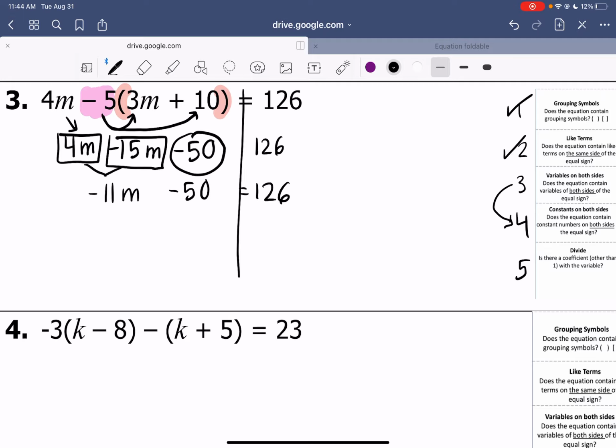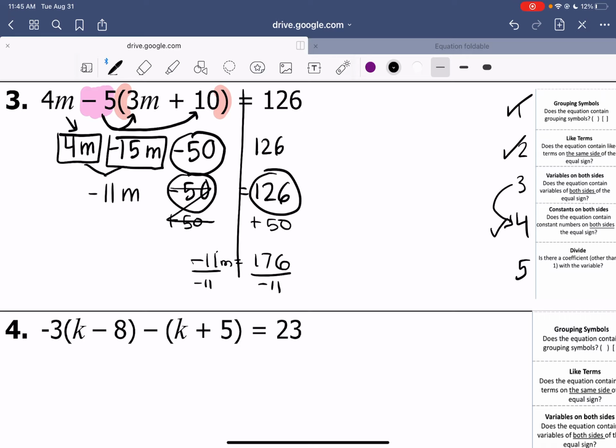Does the equation contain constant numbers on both sides of the equal sign? Yes, we have a negative 50 and a 126. So what we're going to do is move the constant number that's on the same side as the variable, move it by inverse operation. So we're going to add 50. So this becomes 0 on the left, and we're left with negative 11m equals 126 plus 50, which is 176. And then our last question is, is there a coefficient other than 1 with the variable? We have a coefficient of negative 11, so we're going to divide both sides by that negative 11, and we're left with m on the left, and then 176 divided by 11 here.